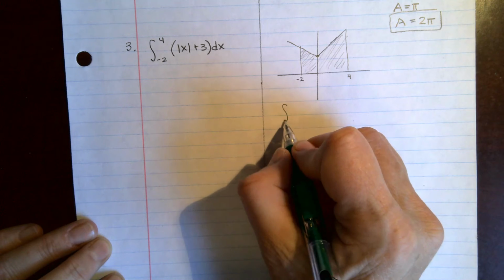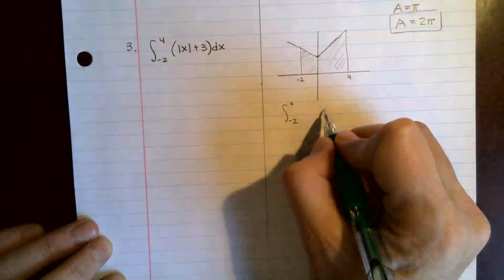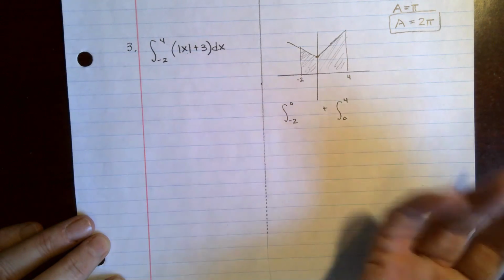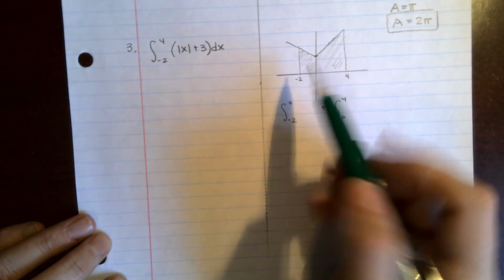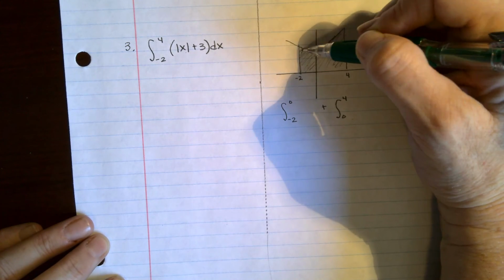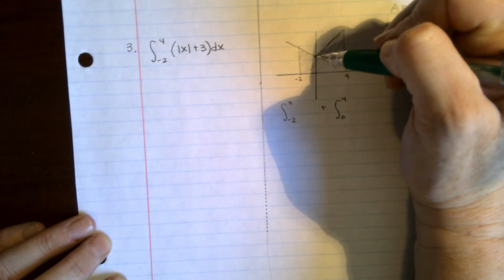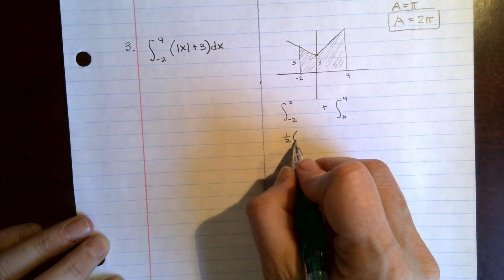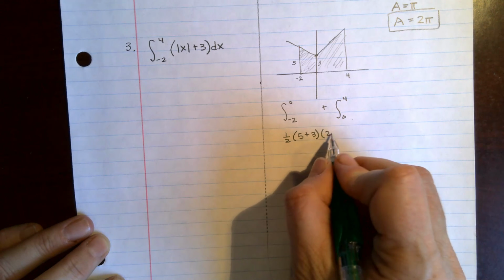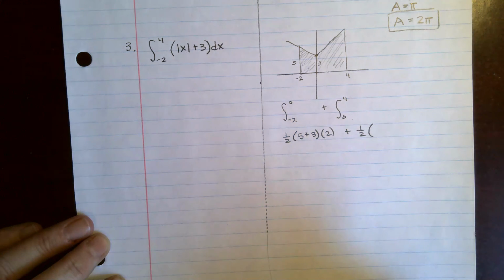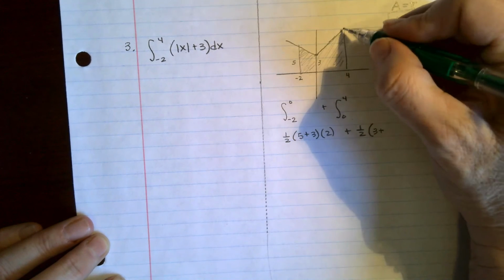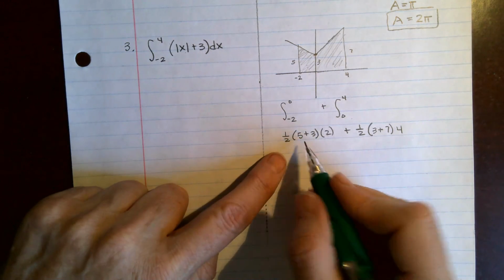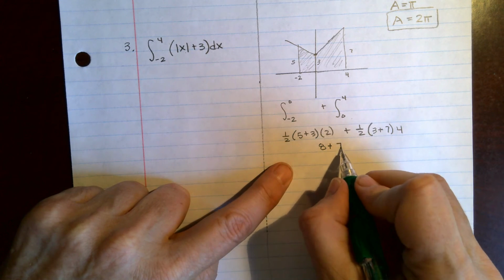So on here, we're going to do the same thing. We're going to do that plus that, finding each piece. It's not symmetric, because this side's longer. Over here we have a trapezoid, right? Its height is 2. This base right here is 3, and this base right here would be 5. So I've got 1/2 base 1 plus base 2 times the height, plus 1/2 base 1 plus base 2, this would have to be 7, and its height is 4. So this would be 8 plus 7.